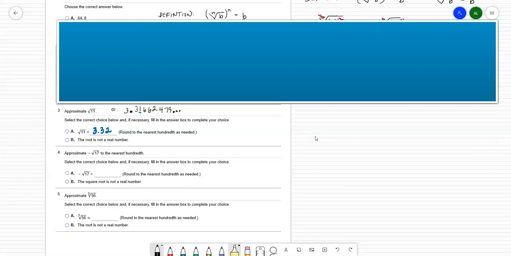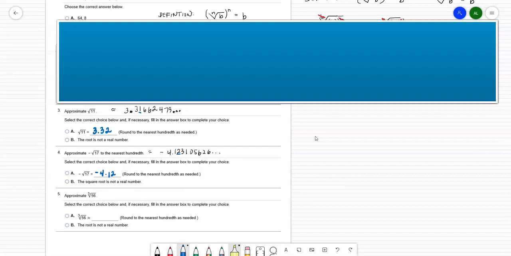Approximate negative square root of 17 for number 4. So of course our answer is going to be automatically negative. And when you enter in the square root of 17 into your calculator, you will get this long decimal that does not terminate. It also does not repeat, but we're asked to round to the nearest hundredth. Again, make sure you remember your place value, right? The 2 is in the hundredths place. The 3 to the right of it, since it's below 5, tells me that the 2 will stay the same. So my answer rounds to a negative 4.12.